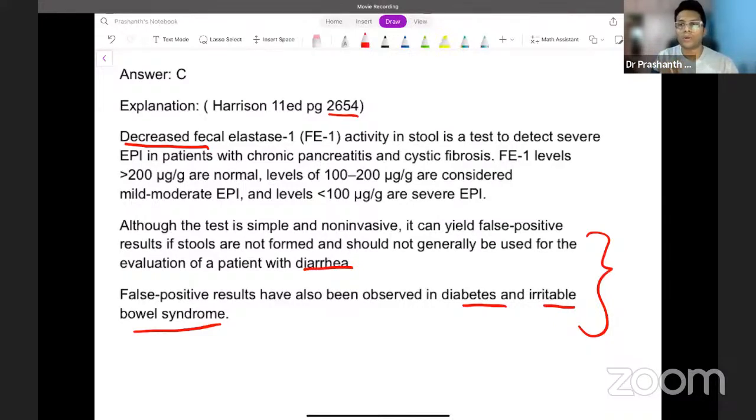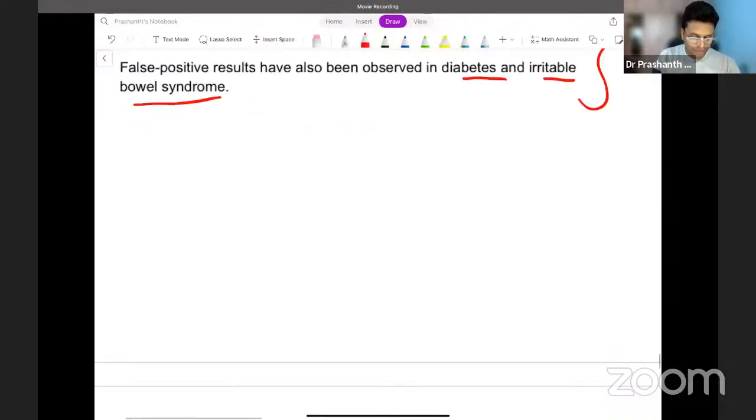It's invariably going to be low. Okay, so that's a clinical point that we'll have to take from here.